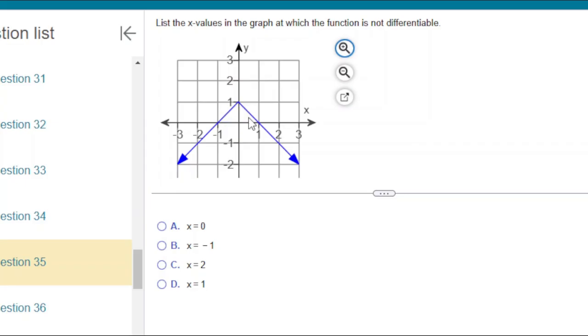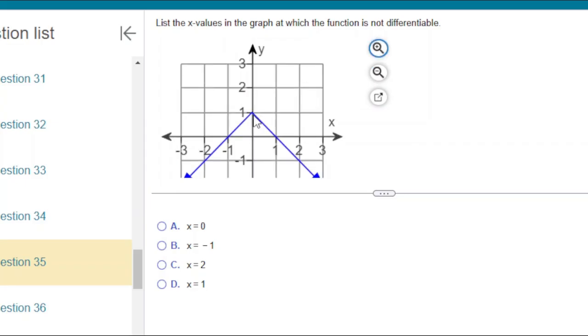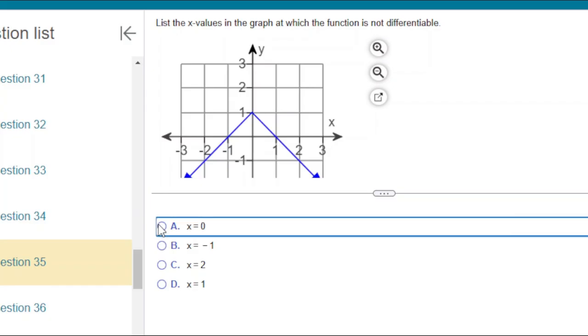Now, if it were rounded off at the top, if we didn't have a sharp corner there, then it would be differentiable there. We would have a nice tangent line. But notice it's at x equals 0. Okay, so not way over here at x equals negative 2, negative 1. It's at x equals 0 where it's not differentiable.